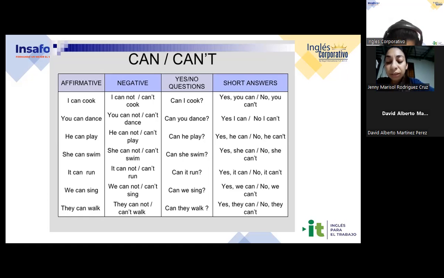Can you cook? Yes, I can. Can you play violin? No, I can't. Can you drive? Yes, I can. Can you play football? Yes, I can. Can you draw? Yes, I can. Can you run? Yes, I can. Can you sing? No, I can't. Can you go to the gym? Yes, I can. Can you fly? No, I can't.